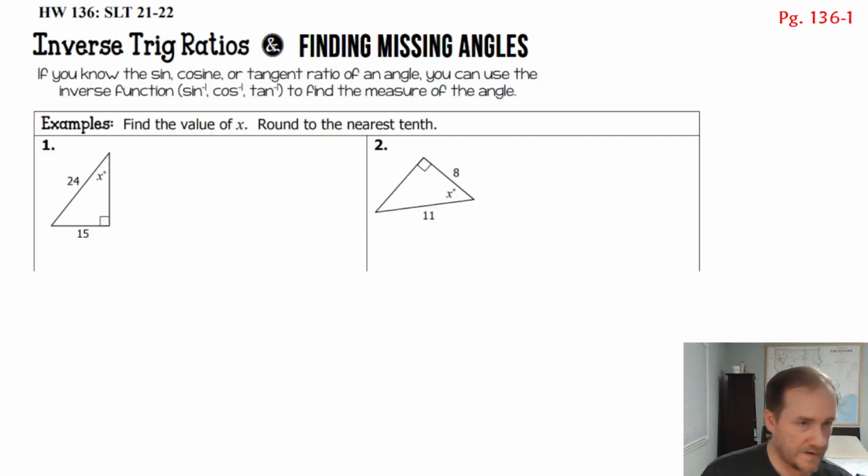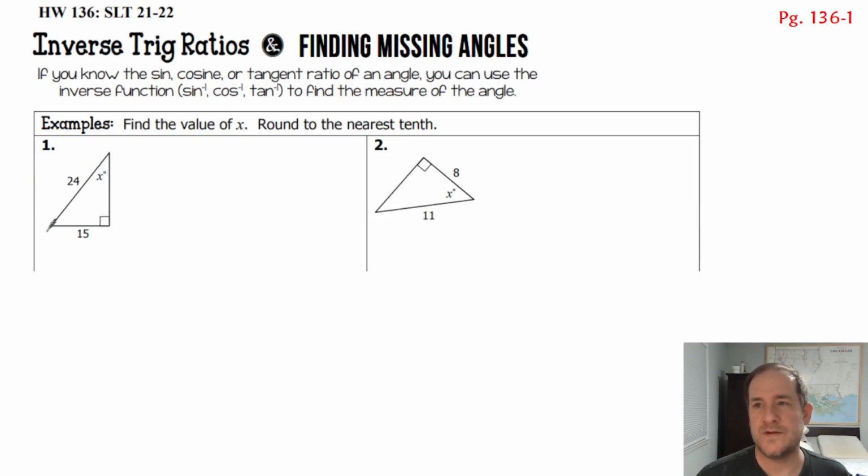All right, hey, back to the homework videos. We're going to do page 136. Page 136 is where we started talking about inverse trig ratios, inverse sine, inverse cosine, and inverse tangent. And we use those to solve for missing angles.